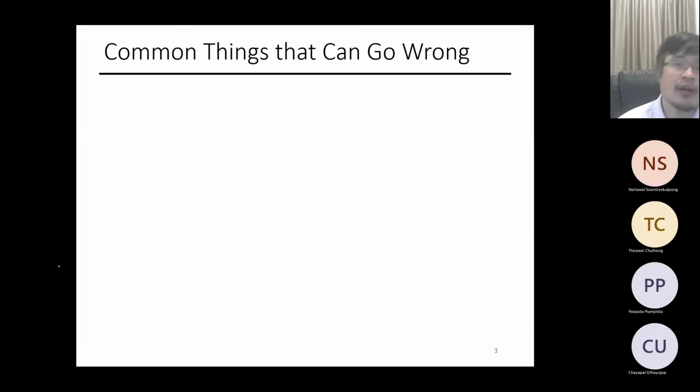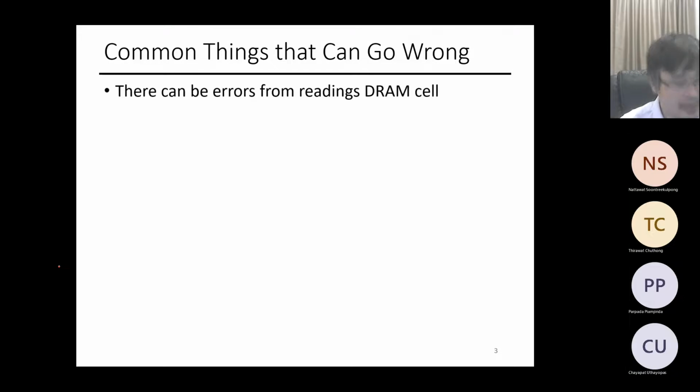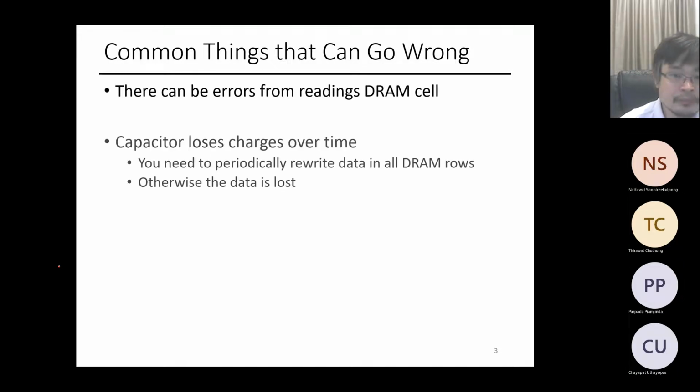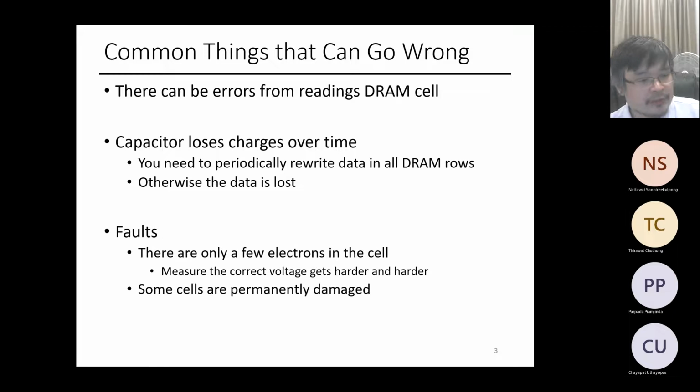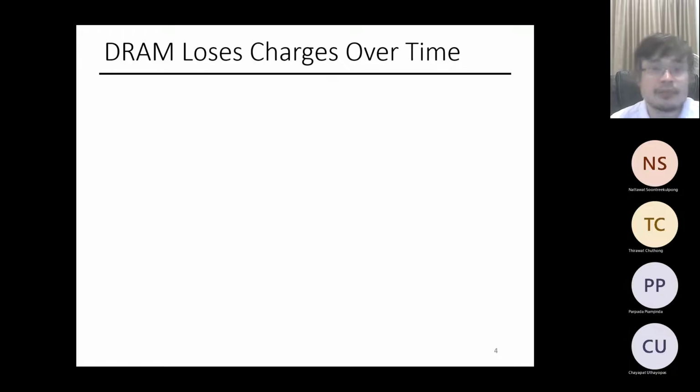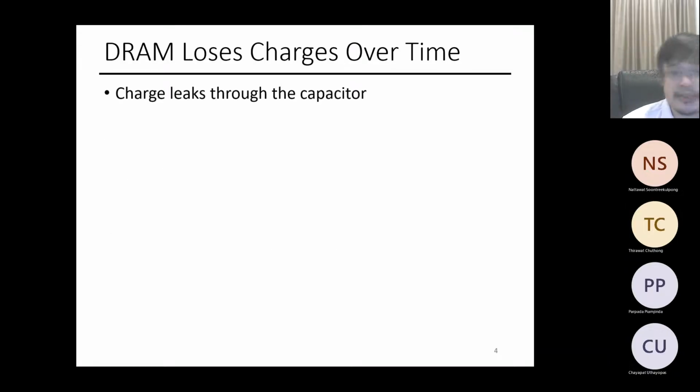Then reliability. We talked about things that can go wrong with DRAM. For example, there can be errors in the DRAM cell, the capacitor loses charge over time, and you can have faults. We did talk quite a bit about this problem of DRAM losing charge over time.